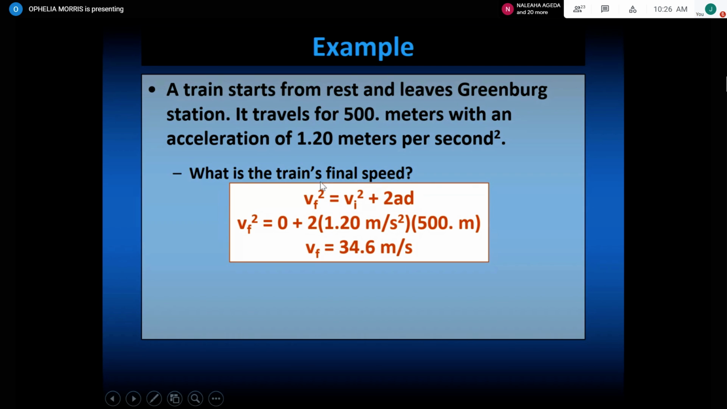Easy breezy, beautiful cover girl. So the rest of it, you solve. So again, this is PEMDAS. What are you supposed to do first? Square. So you're going to square this number first, then multiply, and then you will get your final velocity. Again, notice that they have my unit. Easy breezy, beautiful cover girl.